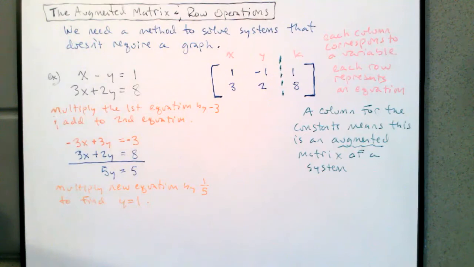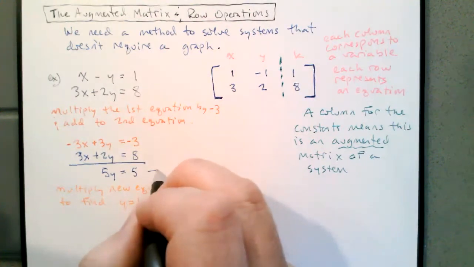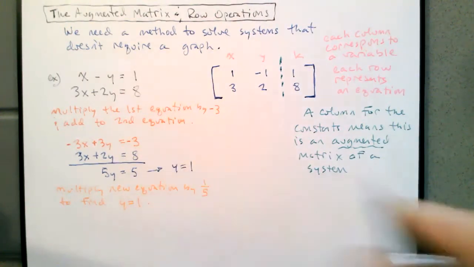So if 5y is equal to 5, if I divide everything by 5, multiply by 1/5, I find out that y is equal to 1. So this equation is equivalent to y equals 1.